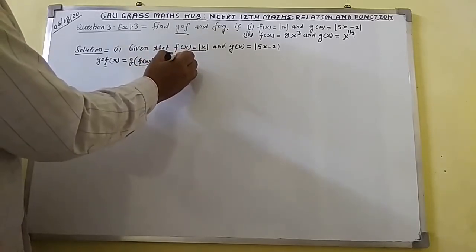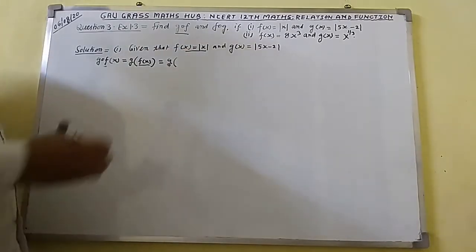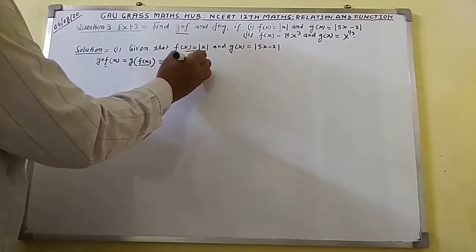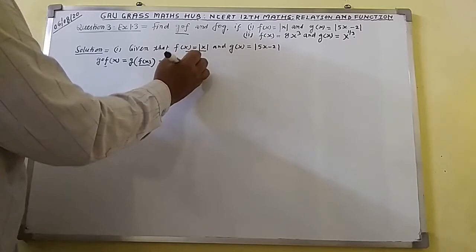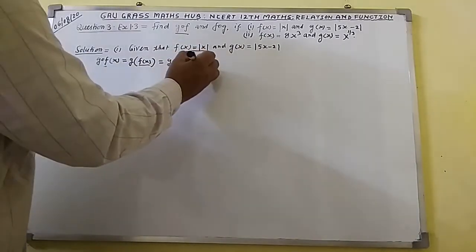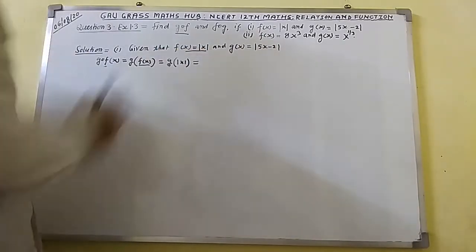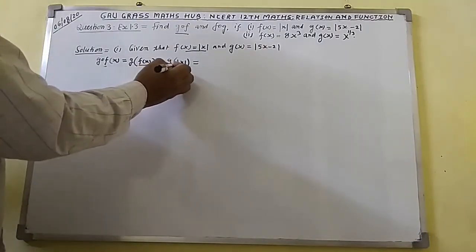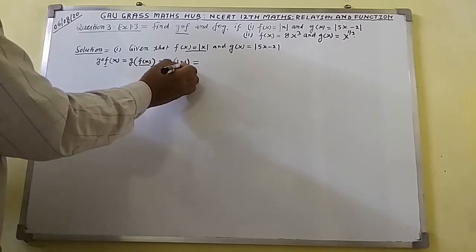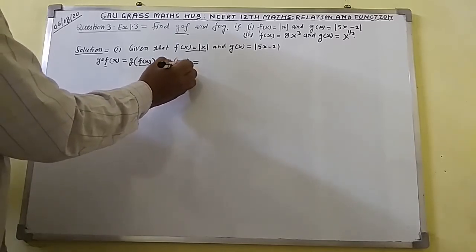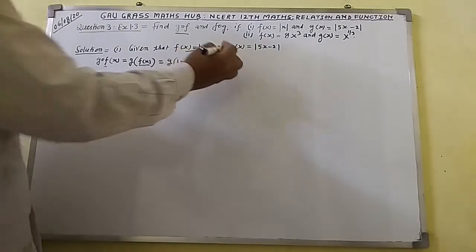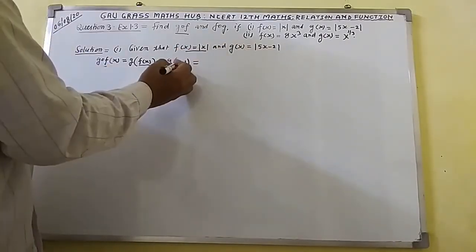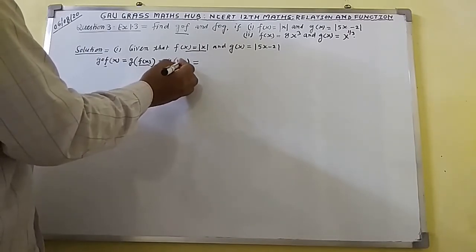So here you write g of |x| equal to. Here you can see g, inside the bracket |x| is there. So here you can see g(x), and in place of x, I shall write |x|.